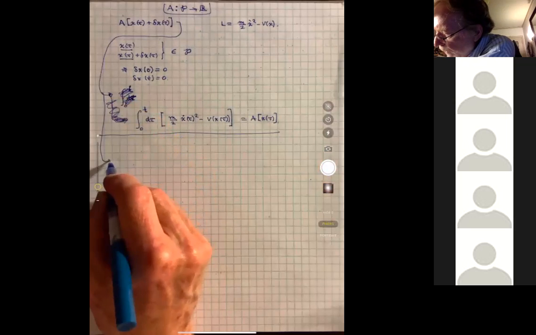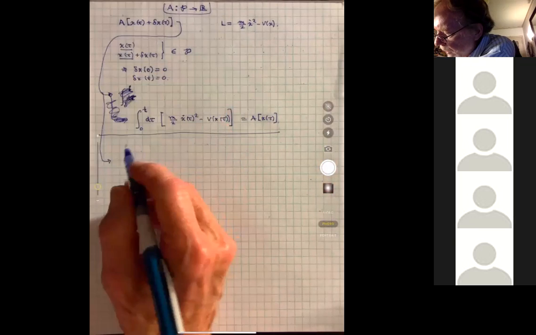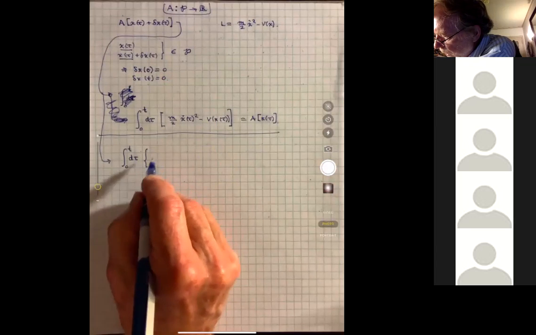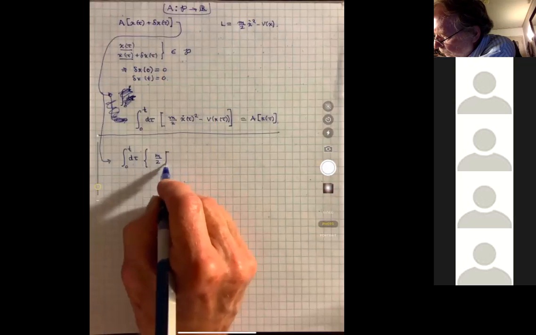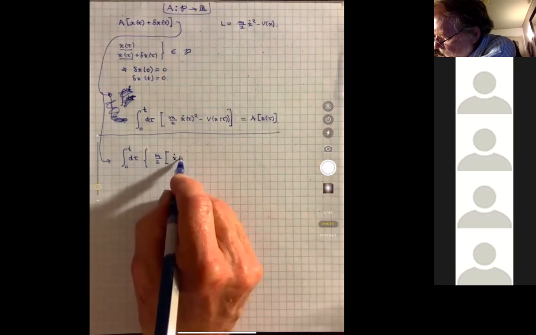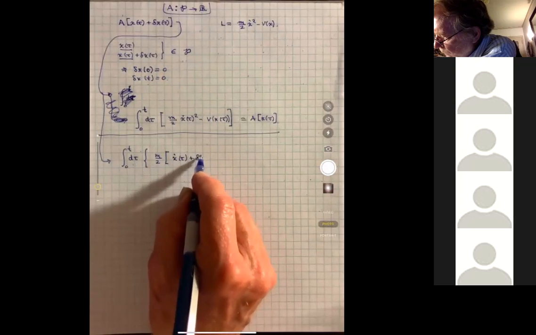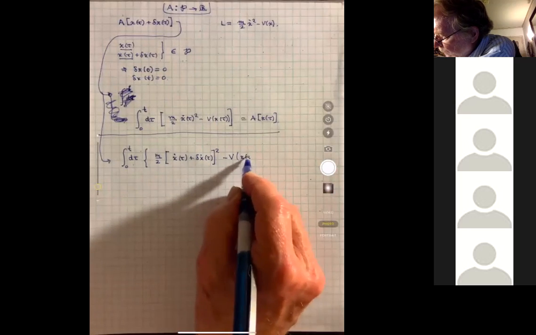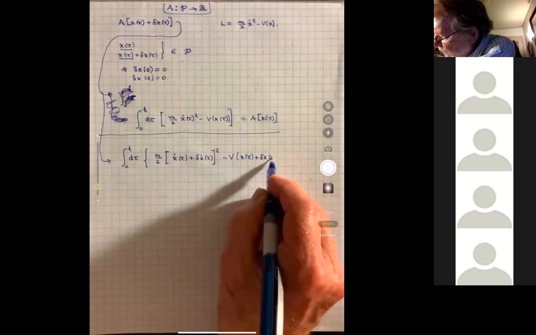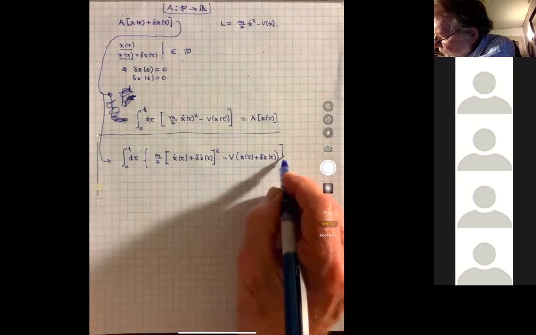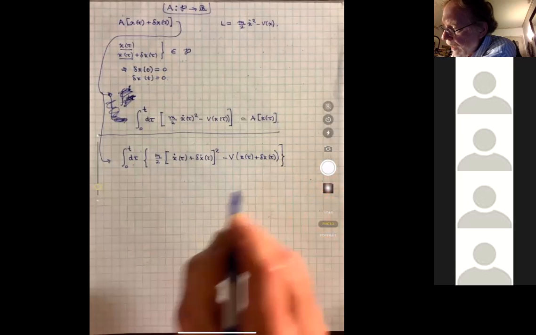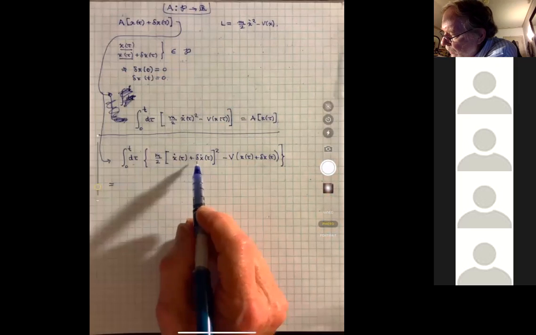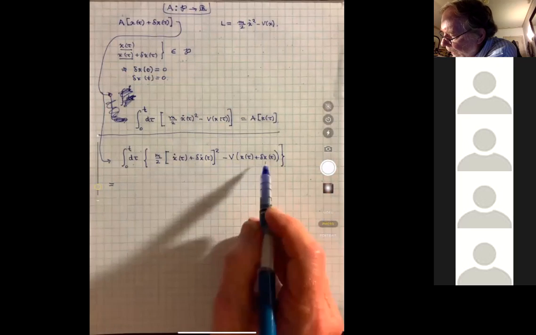Now, on the other hand, if I evaluate A on x of tau plus delta x of tau, this is the integral 0 to t d tau, and then I've got m over 2 times x dot of tau plus delta x dot of tau, quantity squared, minus V evaluated at x of tau plus delta x of tau, the whole thing, like so. That's the action evaluated along the neighboring path.